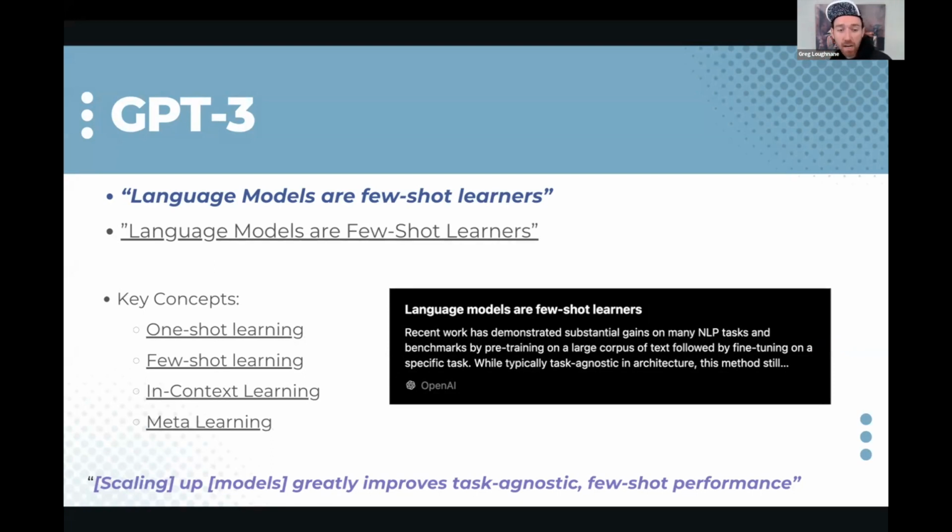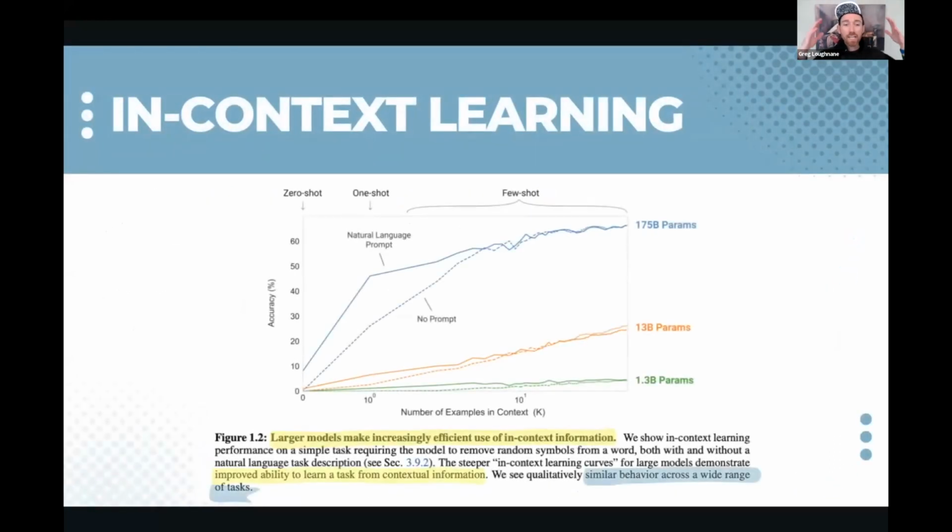So scaling up models greatly improves task agnostic few-shot performance. What are we talking about? Well, this is an image from the paper, and the image shows that with more examples in context, we get better accuracy. This is representative of many types of tasks, and the big idea is that larger models make increasingly efficient use of in-context information. We're simply talking about prompt engineering here.